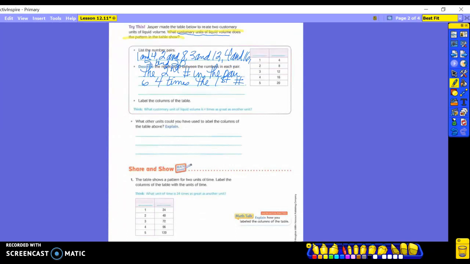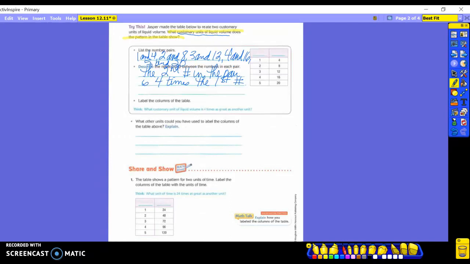So the second number in the pair is 4 times the first number. And I could have said in the pair again, but I think you understand what we're saying. So as you're looking at that relationship, think about the customary unit of liquid volume that would be 4 times as great as another unit. Now, think about the customary units and liquid volume units that we have learned. We did a lot of this stuff yesterday.